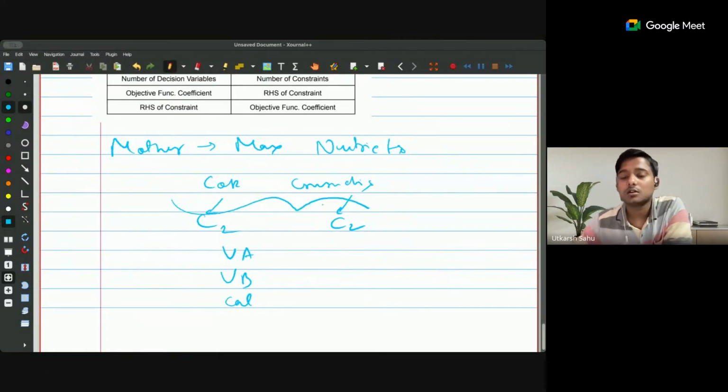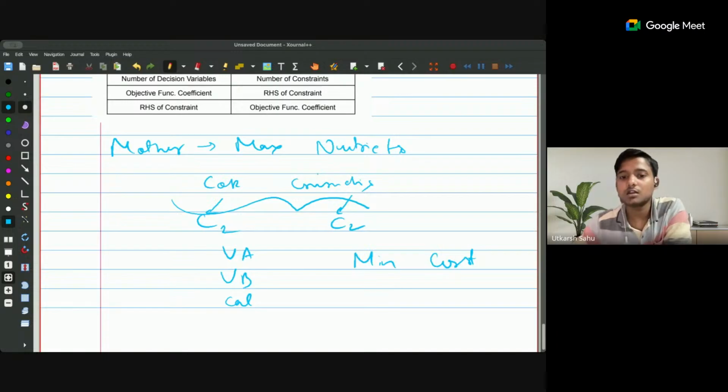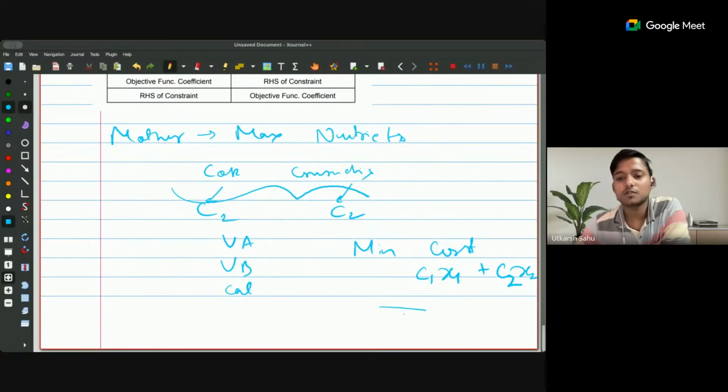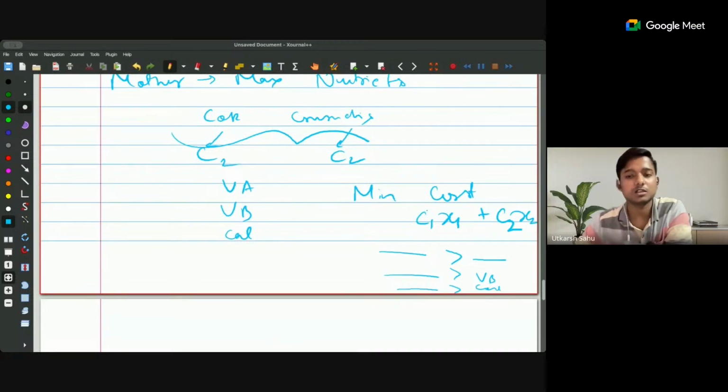Her prime objective was to minimize the cost of this breakfast, right? So that would be C1, the cost of a cookie, times how many cookies you have, plus C2, the cost of crunchies, times the number of crunchies you purchase. And then constraints you will have: this should be greater than the vitamin A needed, that should be greater than the vitamin B needed, and the total from this should be greater than the calories. This was the problem from the mother's side because she wanted to minimize her cost.